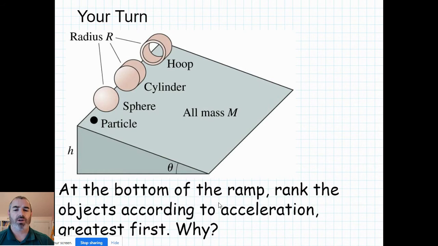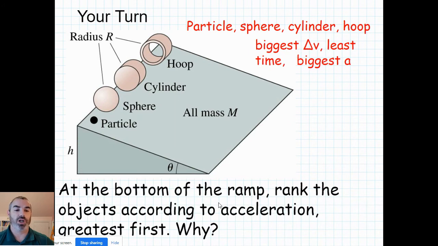Which one is going to have the greater acceleration? Well, acceleration is based on the change in velocity over the change in time. We know that the particle had the greatest speed and the shortest time to get to the bottom, the sphere second, then the cylinder, then the hoop. So it's going to be the particle, sphere, cylinder, and hoop, because of the biggest change in velocity in the least amount of time.